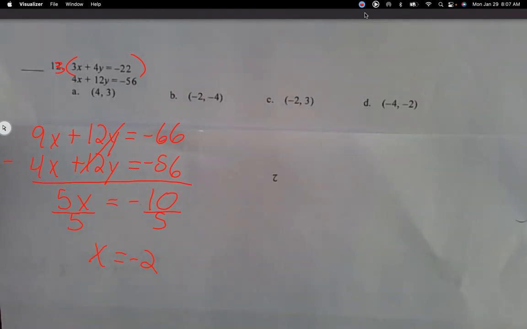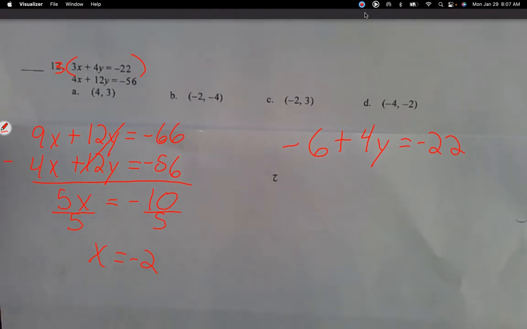Plug it in. Okay, so I'm going to plug in, starting with that top equation. What is 3 times negative 2? Negative 6. Negative 6 plus 4y equals negative 22. And some of y'all might have just done plug and play, and that's fine, for the 2 answers. But this is how we're supposed to solve. Everybody understands how I got negative 6 right there? Okay, because I just plugged in negative 2.